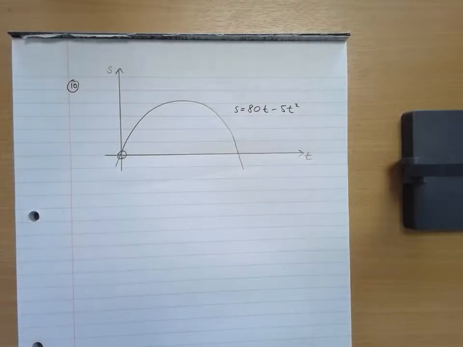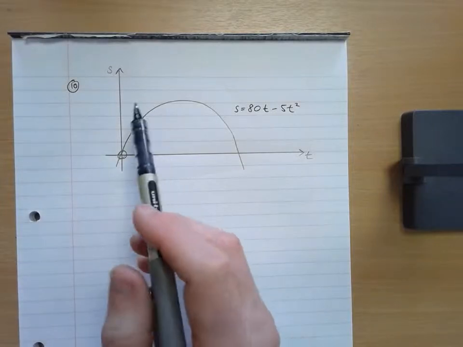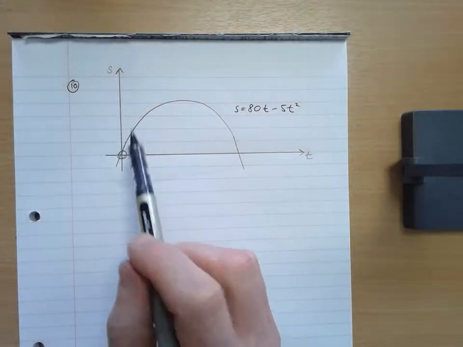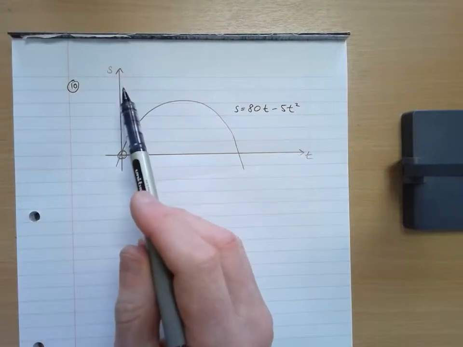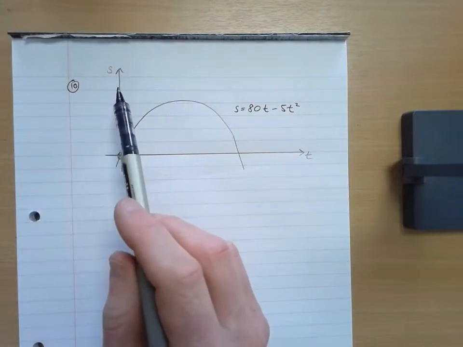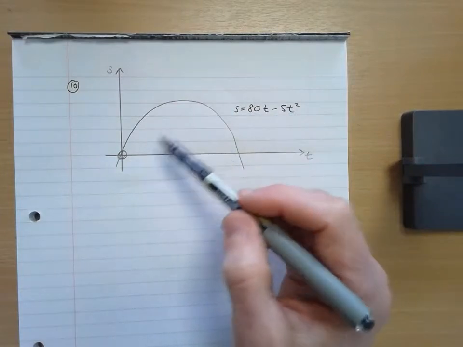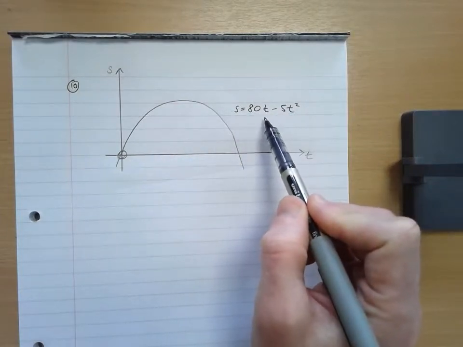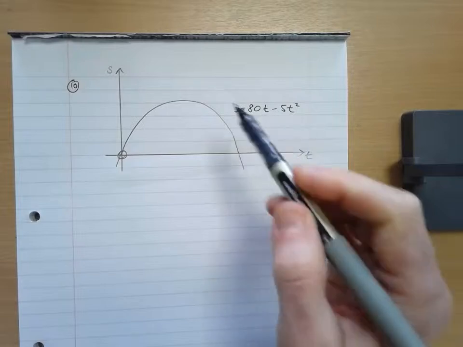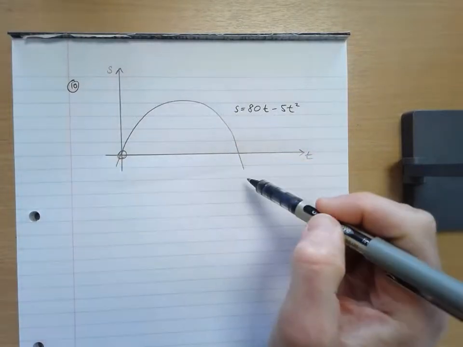Okay, on to question 10. Here we've been given a graph of S, which is actually the distance. S in mechanics means displacement, so that's why they've used S. So S for the distance, T for time. They've given us the equation S equals 80t minus 5t squared, and the graph of what that looks like.